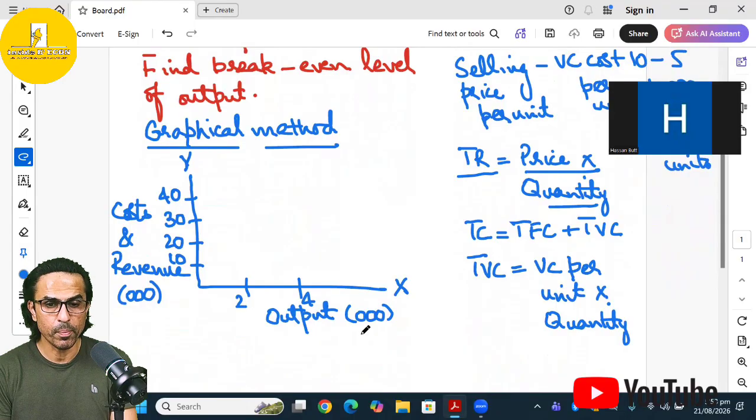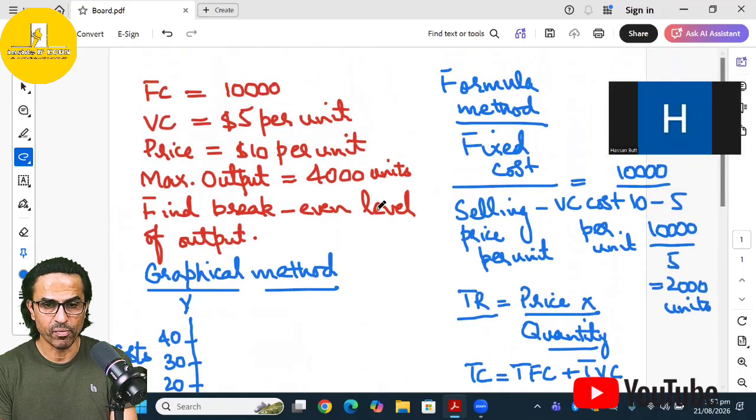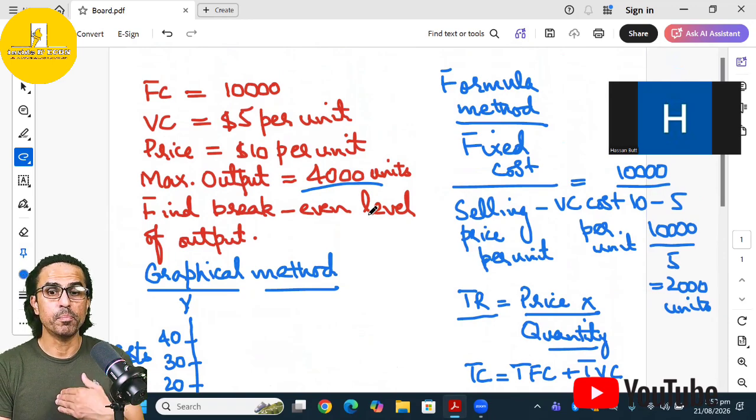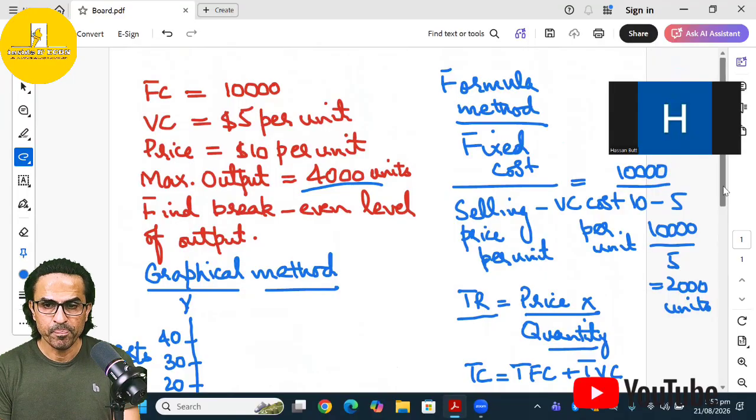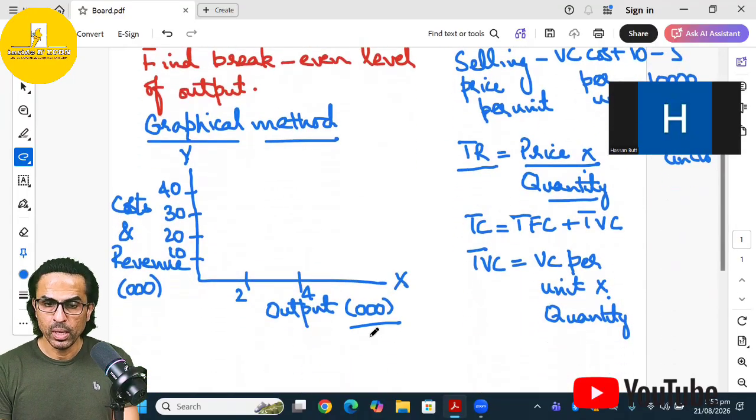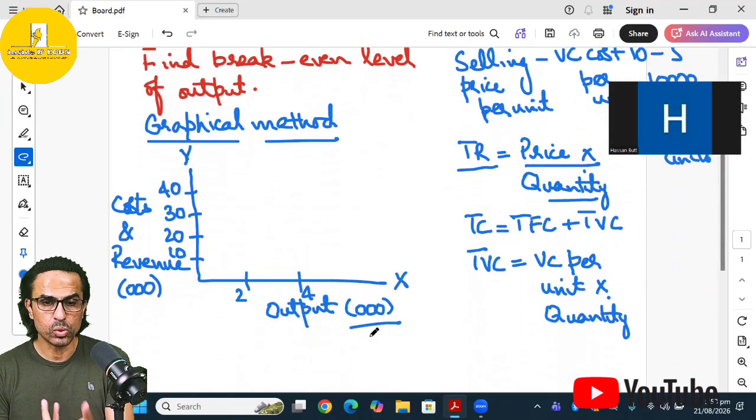Why I have written 2 and 4? Because output is in thousands. And why I have taken 2,000 and 4,000? Because the maximum level of output is 4,000 units. It means business cannot produce more than 4,000 units. It is beyond the capacity of the business to produce more than 4,000. So I have taken another value because to draw a graph you require at least two points so that you can join them together to find the curve.